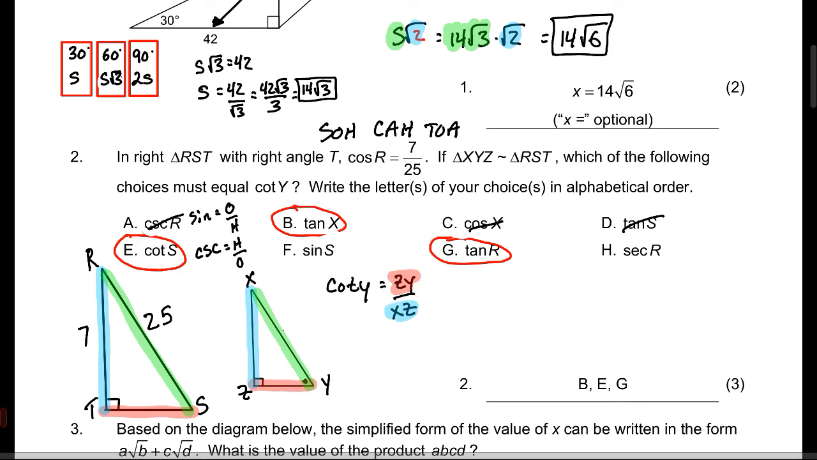Tangent of X. Tangent is opposite over adjacent. So opposite side is red, adjacent is blue, and that's what we want, right?